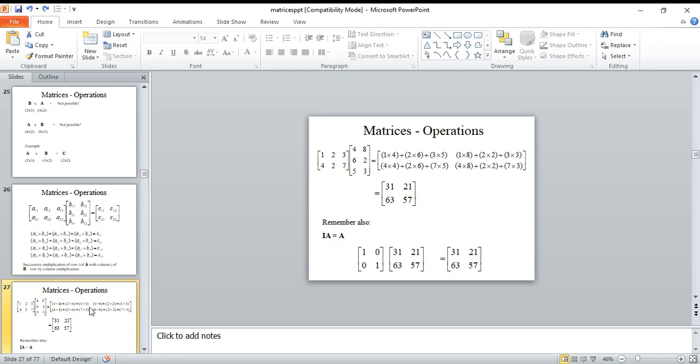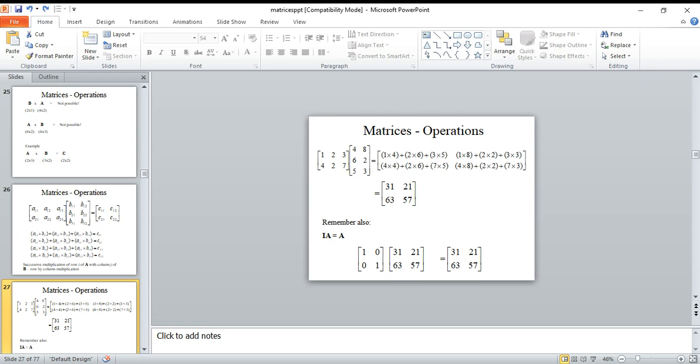Last element: 4 into 8 is 32, plus 2 into 2 is 4, 32 plus 4 is 36, and 7 into 3 is 21, 36 plus 21 is 57. Remember also, I into A equals A.